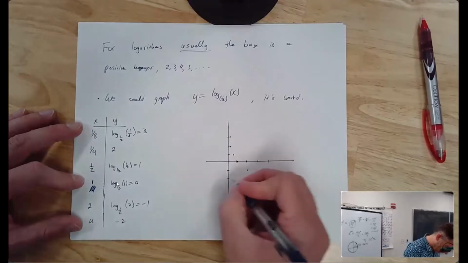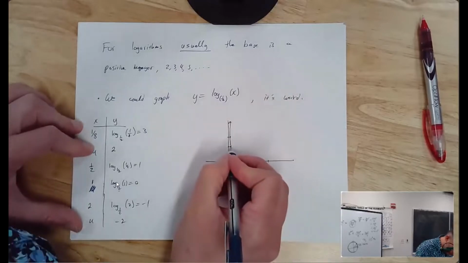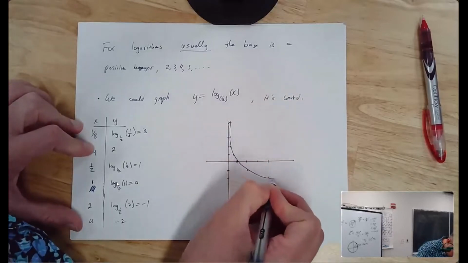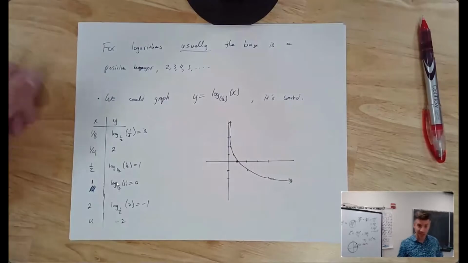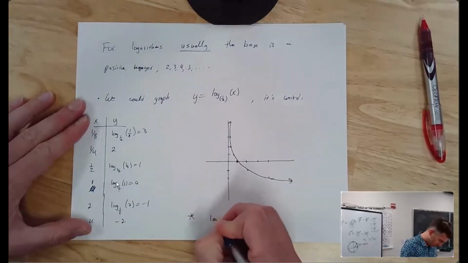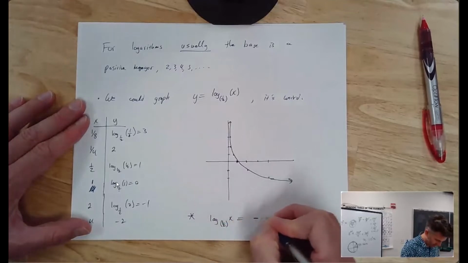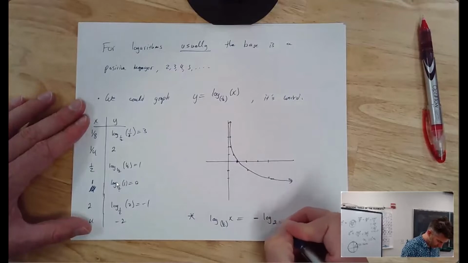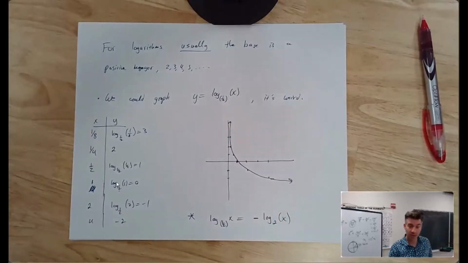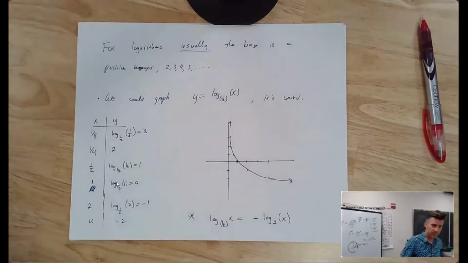So it looks like the logarithmic graph has gotten flipped over the x-axis. In fact, it is indeed true that it is exactly that. Log base 1/2 of x is the same as negative log base 2 of x. You take your log base 2 graph and flip it over the x-axis, and it's the same as doing log base 1/2 of x. It's kind of weird.